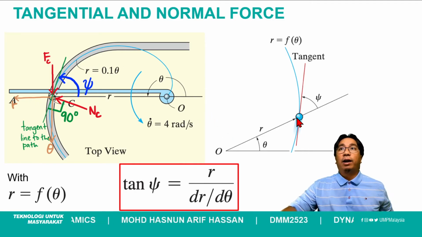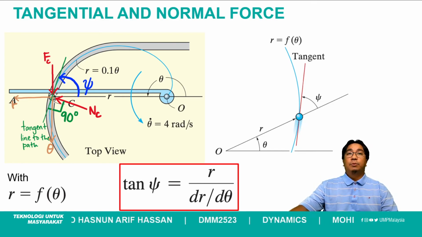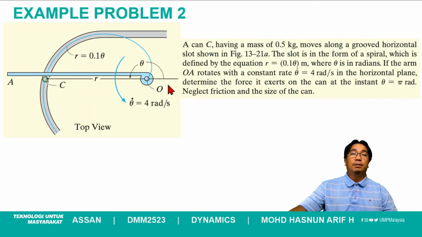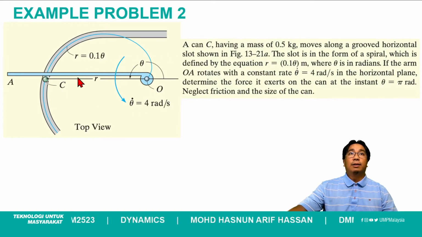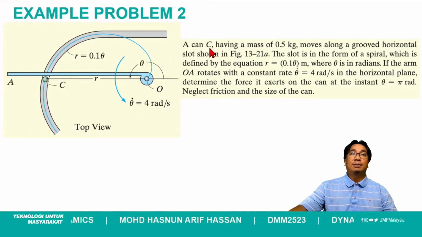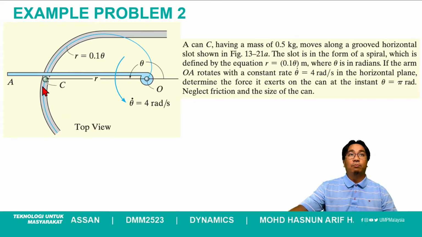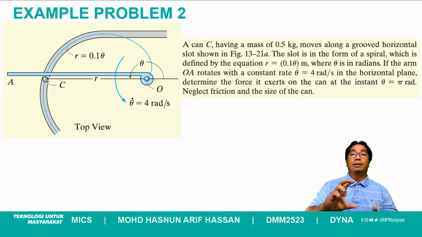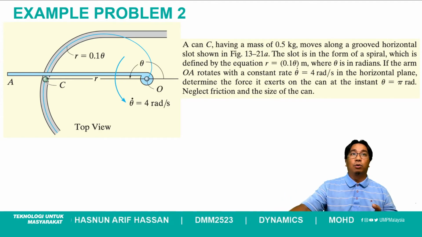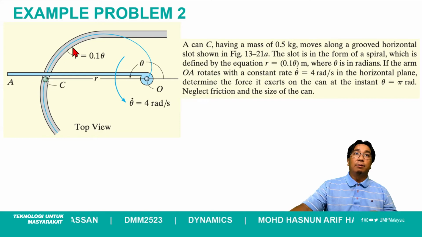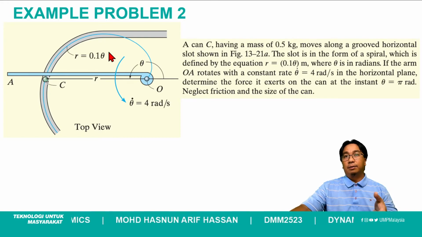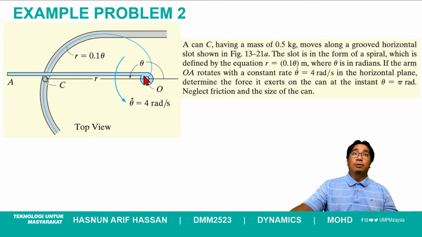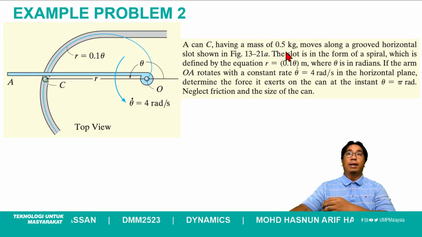Okay, so this is what I want to show in the second example, the same figure. Okay, let's read the question. First, a can C having a mass of 0.5 kg. So, ini sebenarnya pandangan dari atas. Nampak top view. A can. Can ni macam tin, Coke, whatever brand. So imagine that this is in the factory producing the can, the soda lah. So this arm here is pushing the can to the next station.